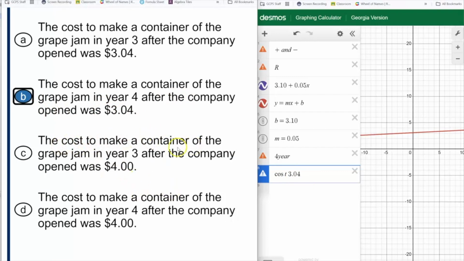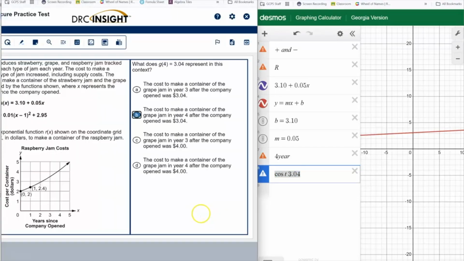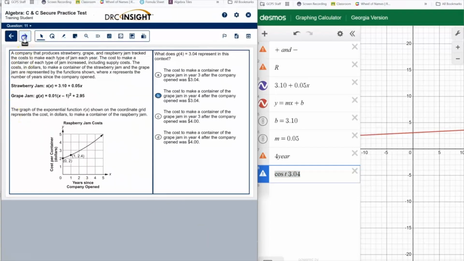The cost of the container of the grape jam in year 3. Again, who's looking at year 3? We're looking at year 4. The cost to make a container of the grape jam in year 4, which is what we're looking for, after the company was opened was $4. So they just go change the cost just like that. But we decided what the cost was before we even looked at the answers so we don't get confused. Okay, so please get in the habit of doing that. So what we had there was the correct answer.